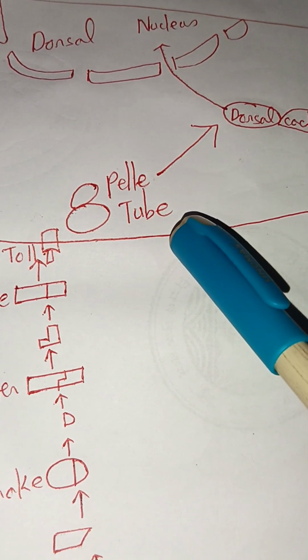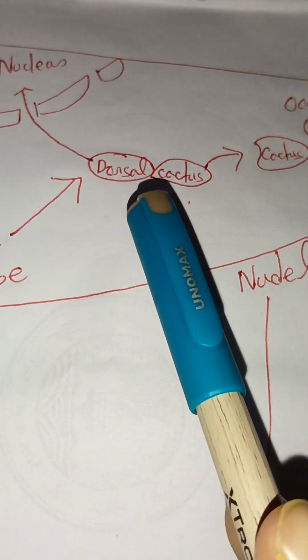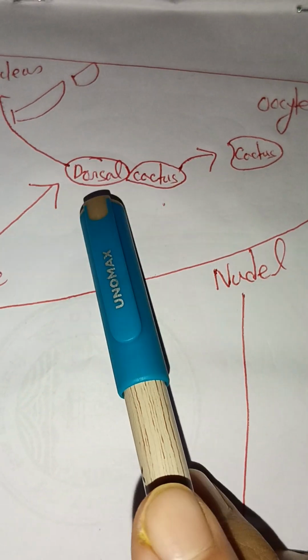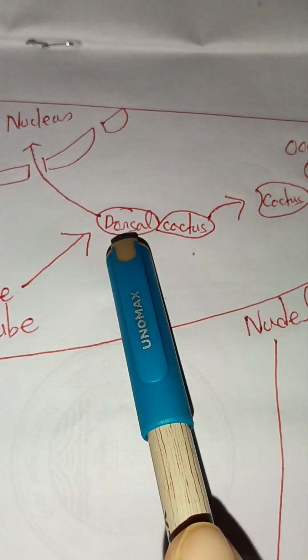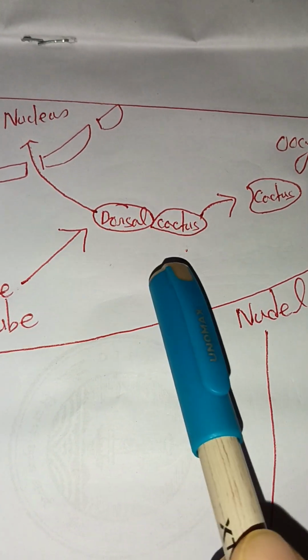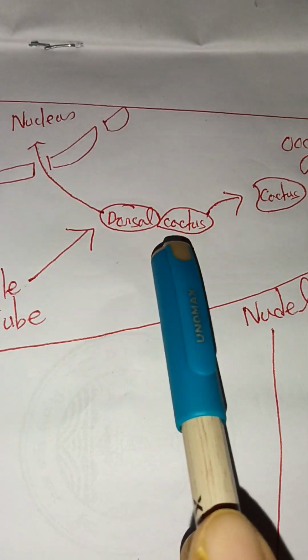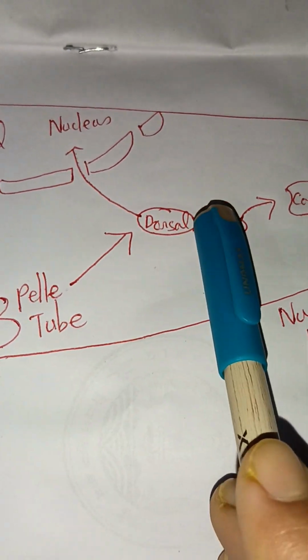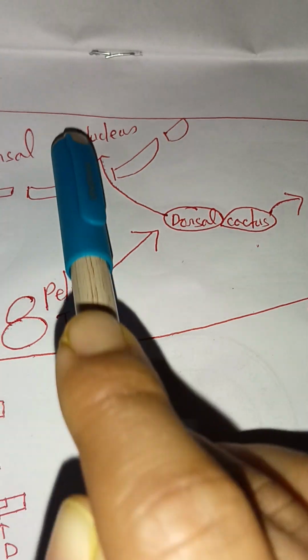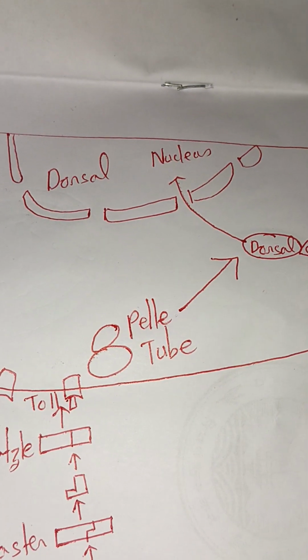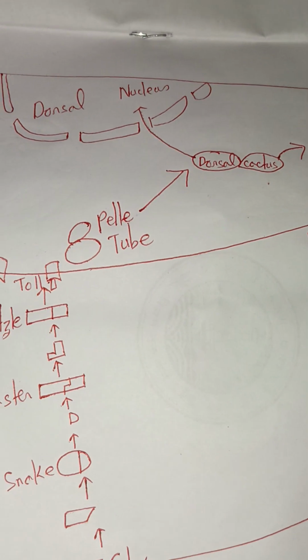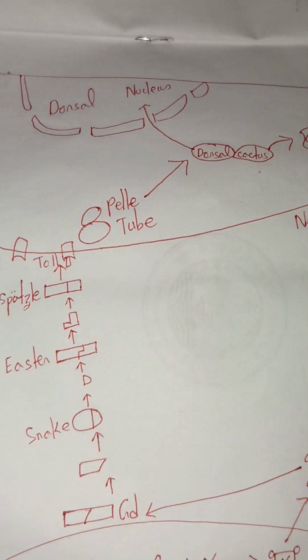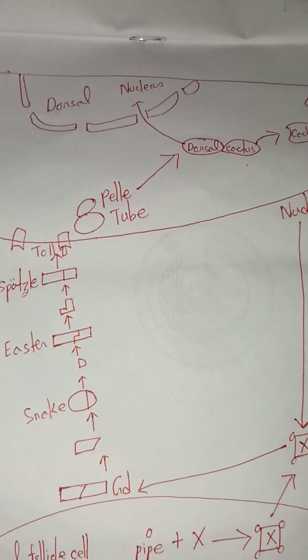As Tube and Pelle are activated, you can see here, initially in the cytoplasm, the dorsal is bound to what? Cactus. But as a result of all this pathway, there is a release of dorsal from cactus by phosphorylation of cactus. So the dorsal is separated from cactus. As dorsal is separated from cactus, it moves to the nucleus and it is responsible for what? Ventralization. So dorsal is basically responsible for ventralization. This is all about the dorsal ventral axis in Drosophila.